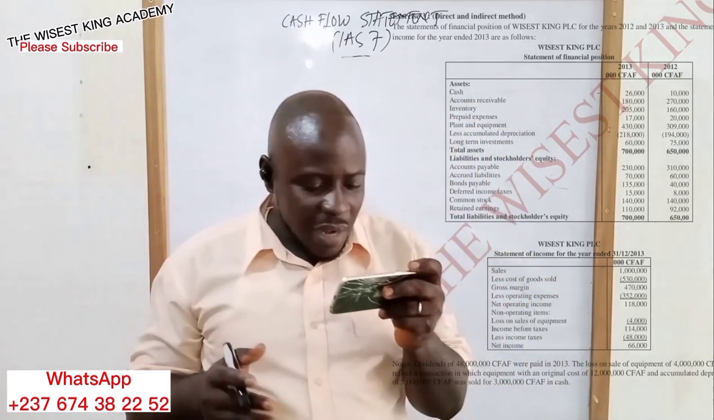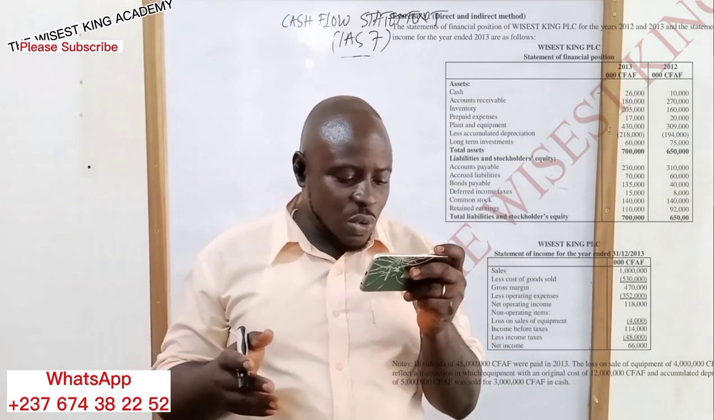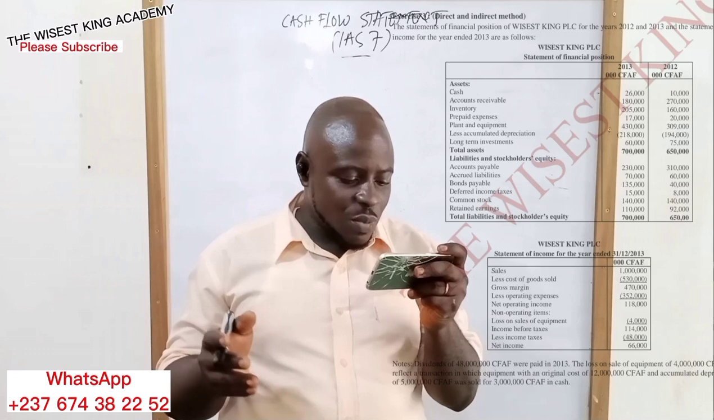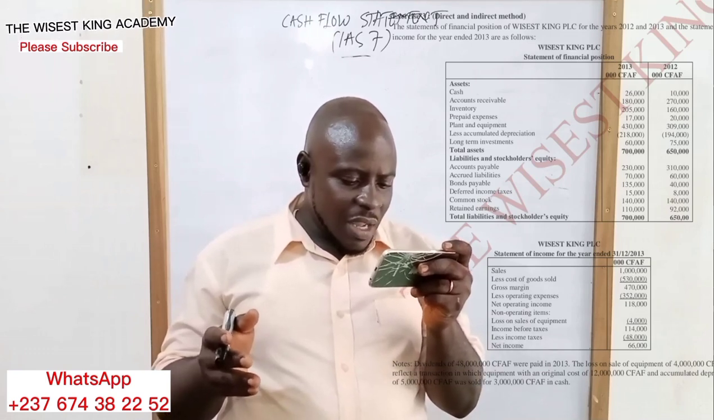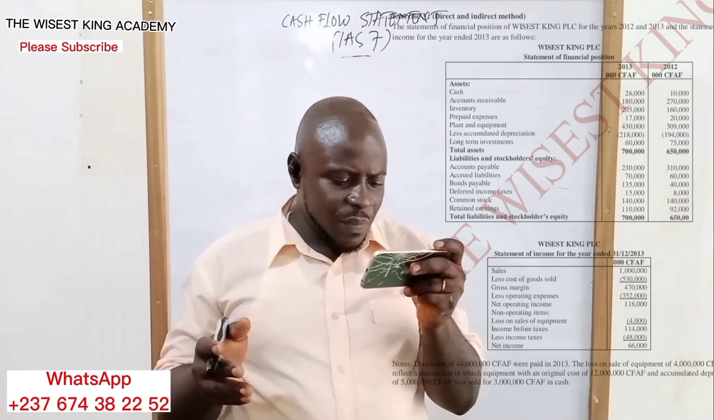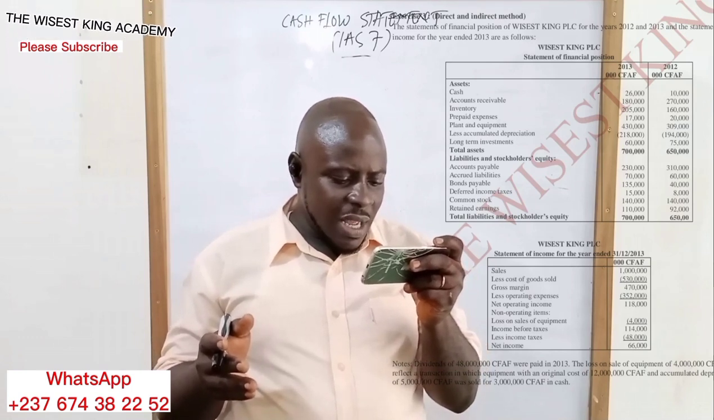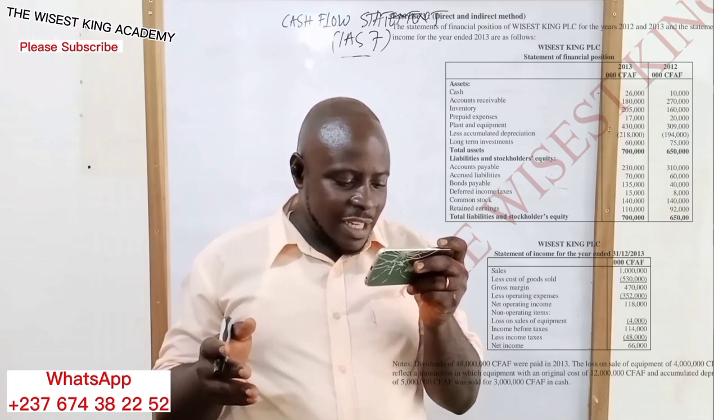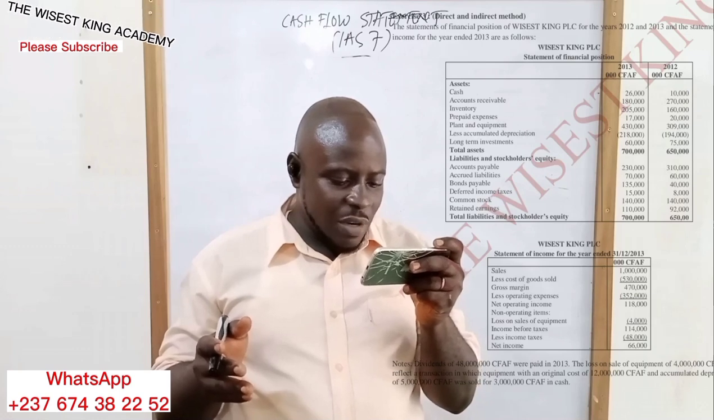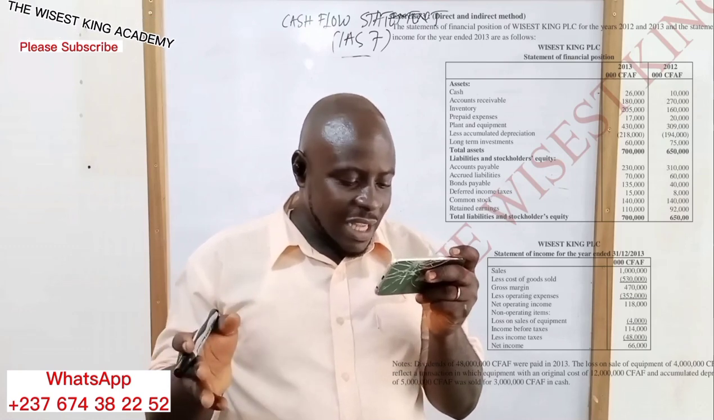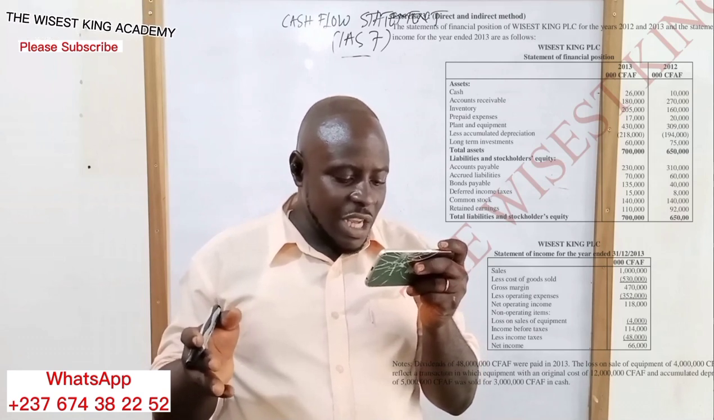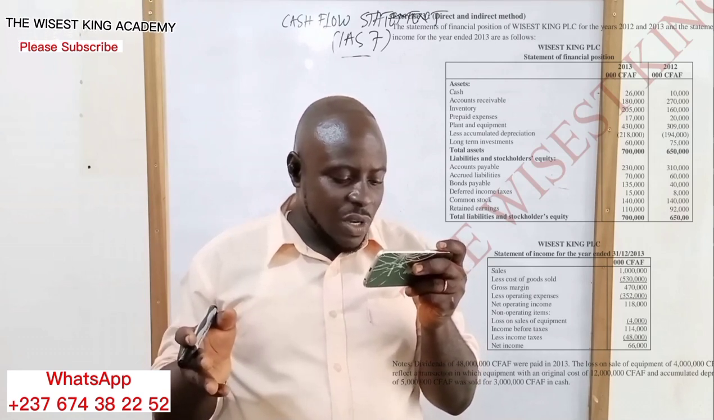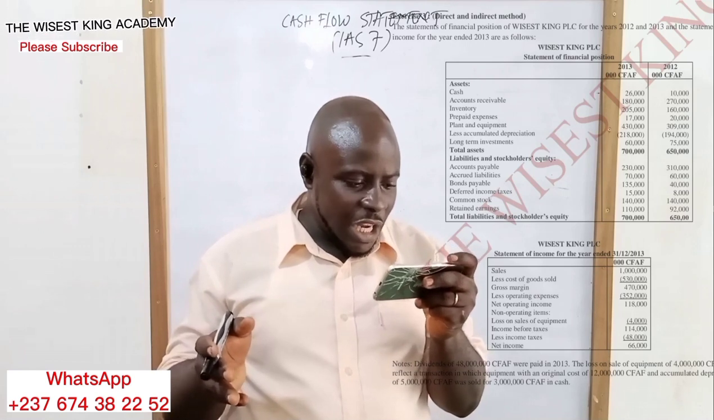If we go down, we have the income statement. We have sales, we have less cost of goods sold, we have gross margin, that's gross profit, less operating expense, we have net profit, then we have non-operating items as loss on disposal of non-current assets. That is another expense. And we have income before tax. There were less income taxes, which is 48,000. Then we have the net income.